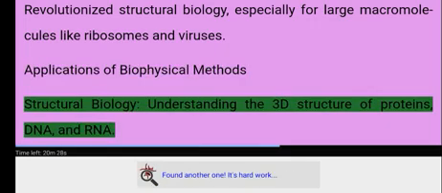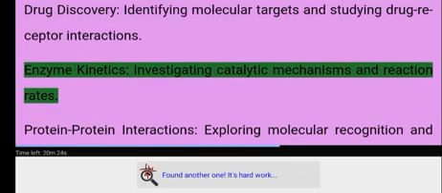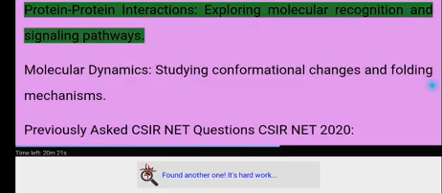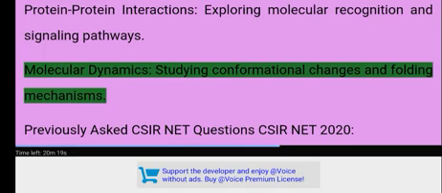Applications of biophysical methods. Structural biology, understanding the 3D structure of proteins, DNA, and RNA. Drug discovery, identifying molecular targets and studying drug receptor interactions. Enzyme kinetics, investigating catalytic mechanisms and reaction rates. Protein-protein interactions, exploring molecular recognition and signaling pathways. Molecular dynamics, studying conformational changes and folding mechanisms.